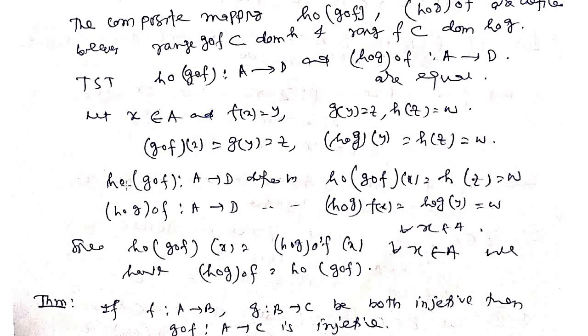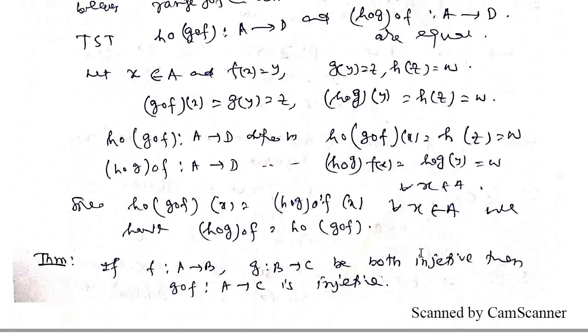So also see that these two mappings have the same domain and the same codomain. So the only thing we need to check is that for each value they give the same values. For each x, it is h(z) equal to w, and this is g(f(x)), g(y) equal to h(w)... so these mappings are equal.